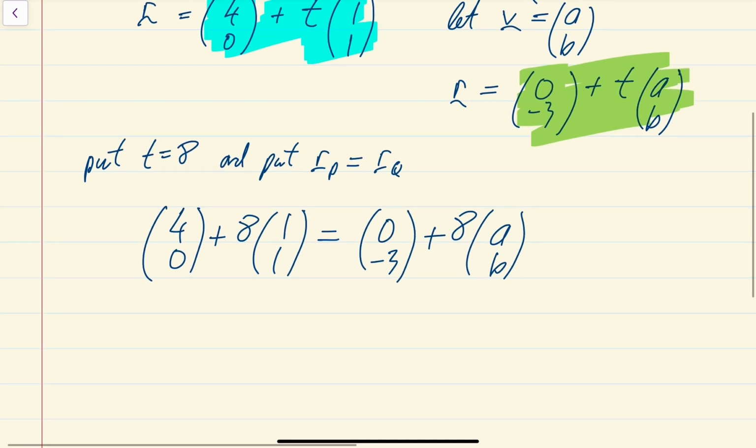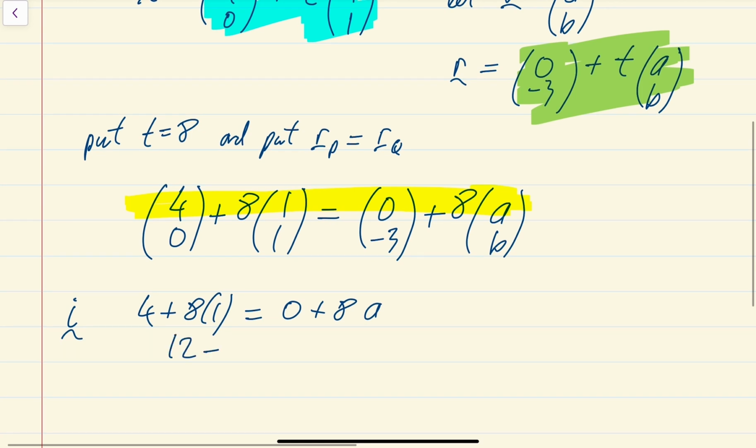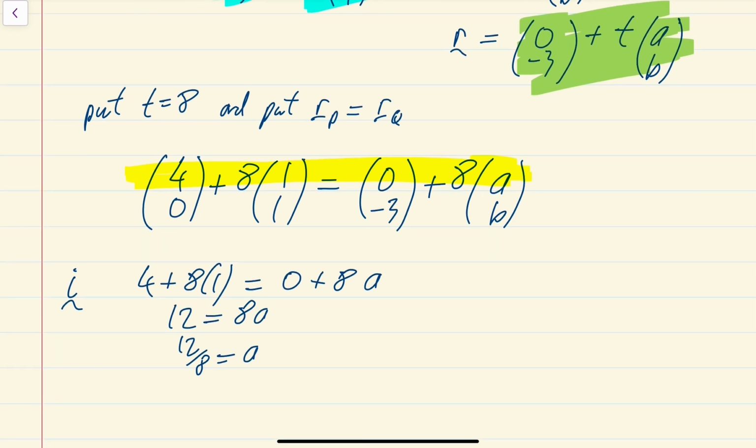And now what we're going to do is equate the coefficients of i. So if you equate the coefficients of i, that's basically this top line here. We're going to say 4 plus 8 times 1, just showing all my steps, is equal to 0 plus 8a. Let's just tidy that up. That's going to be 12 is equal to 8a. 12 divided by 8 is the same as 6 divided by 4, which is the same as 3 divided by 2. So your a works out to be 1.5.